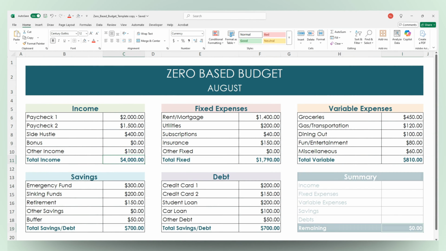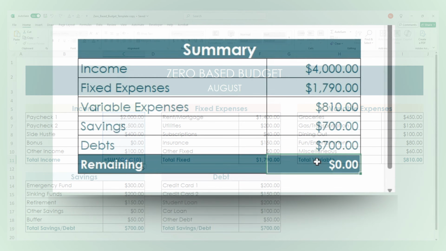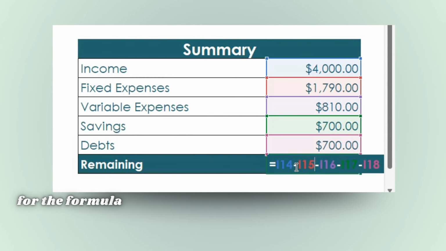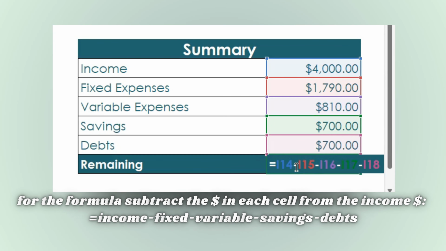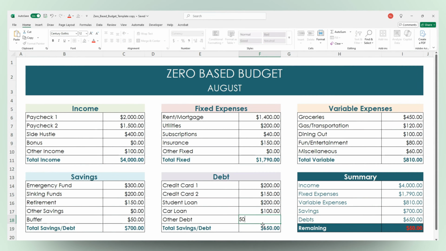Now here's the key. We want your total income minus all these expenses to equal exactly zero. That's your remaining cell right here. We're subtracting your total expenses from your income, and we want that number to be zero. If it's not, you'll know you either missed something or you need to rebalance your categories.